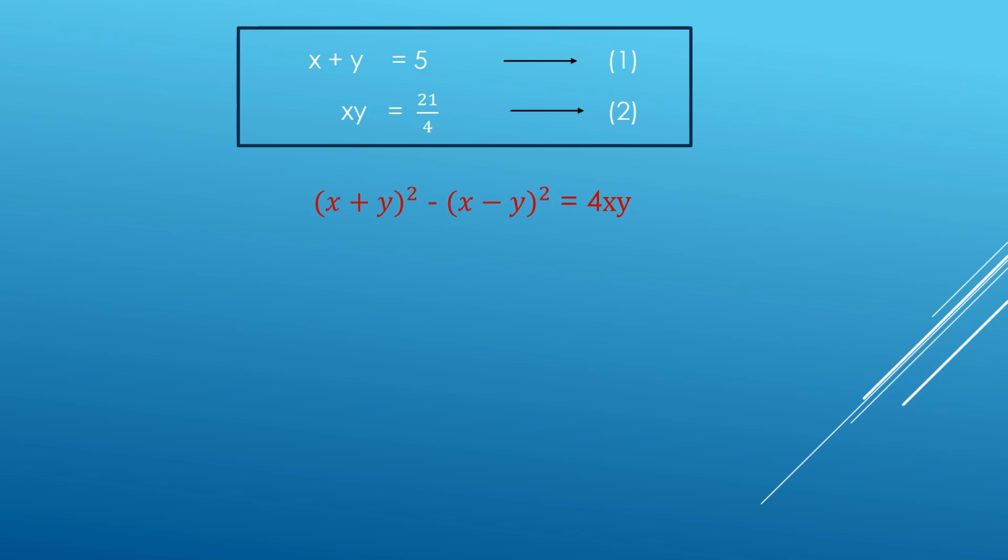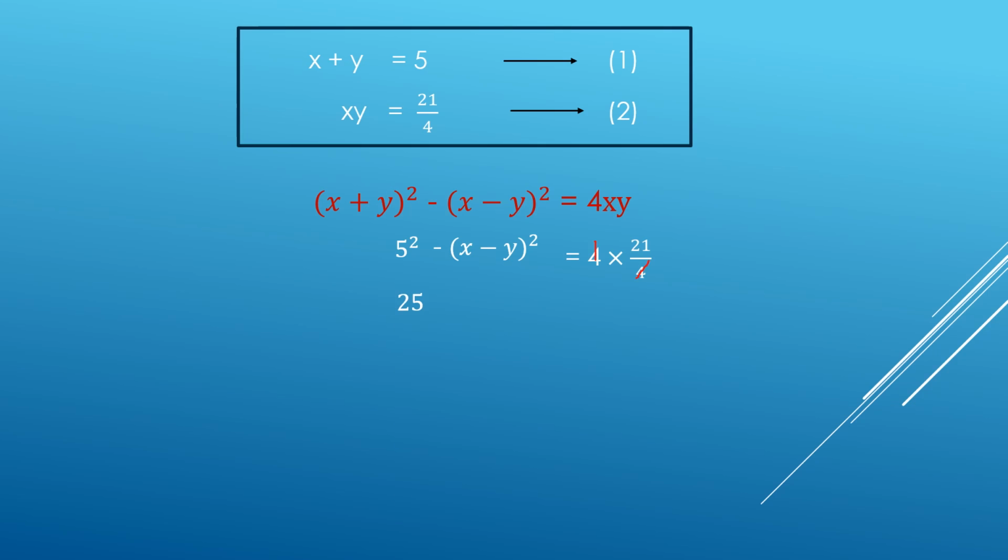Good, very good. X plus y the whole square minus x minus y the whole square equal to 4xy. What about x plus y? It's 5. So the answer will be 5 square. Is there any change to x minus y the whole square? No, because we don't know that. So we are writing it as itself. What about 4 times xy? Yes, we can replace xy with 21 by 4. So we get 4 into 21 by 4. Now we can cancel these 4's. So what is remaining? What is this 5 square?